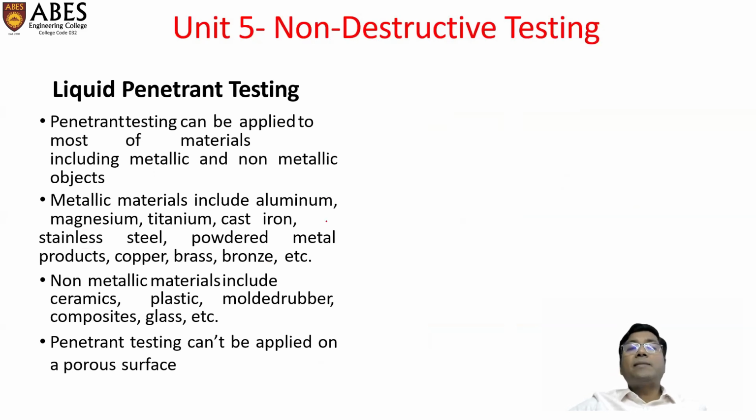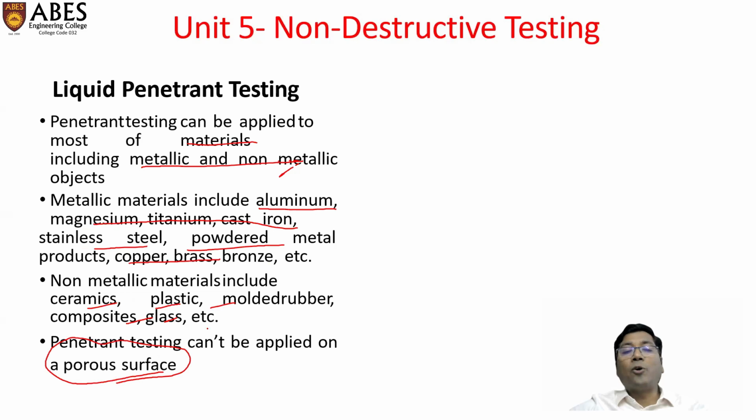So liquid penetrant testing can be applied to most materials, including metallic and non-metallic objects. Metallic materials include aluminium, magnesium, titanium, cast iron, stainless steel, powdered metal products, copper, brass, bronze, etc. Non-metallic materials include ceramics, plastics, molded rubber, composites, glass, etc. Penetrant testing can't be applied on a porous surface. This is the limitation, because a porous surface will absorb the penetrant.